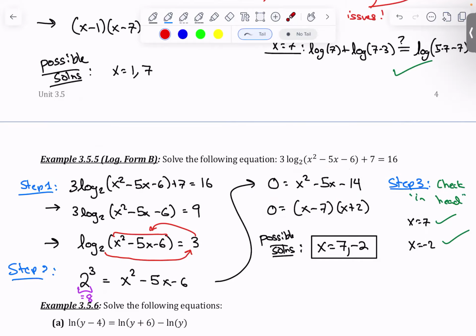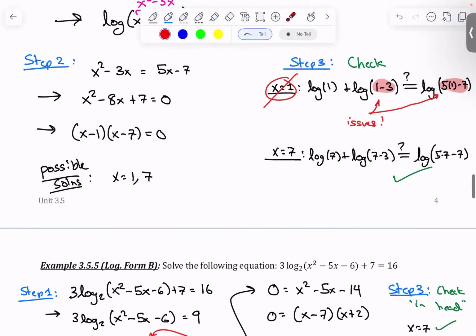Yes, as long as the inside of every logarithm is a positive number, it will be the answer. That is enough to check it. If you want to be super careful, you can definitely plug it in and make sure you get the same thing on both sides. Absolutely. But it's not necessary as long as you've checked to make sure that the inside of the logarithms are positive.